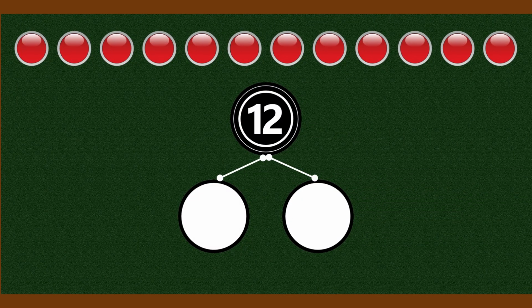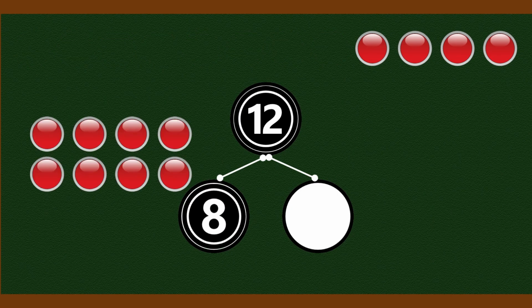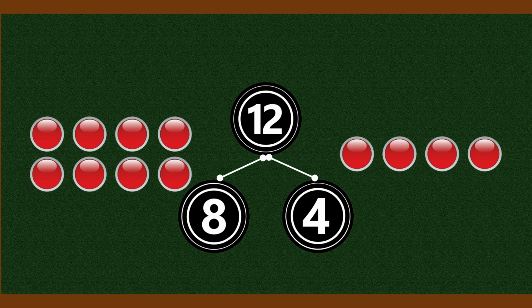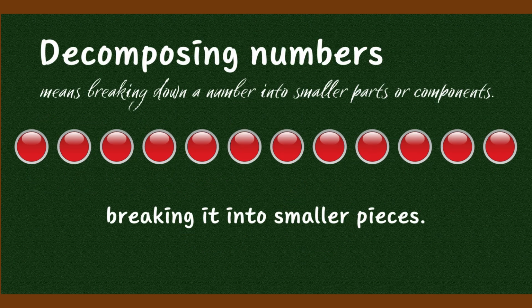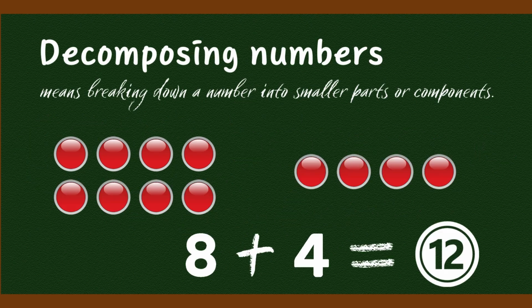Now let's flip it. If we have the whole number 12 and one part is 8, can you figure out the other part? That's right, it's 4. We call this decomposing the number. It's like breaking it into smaller pieces.